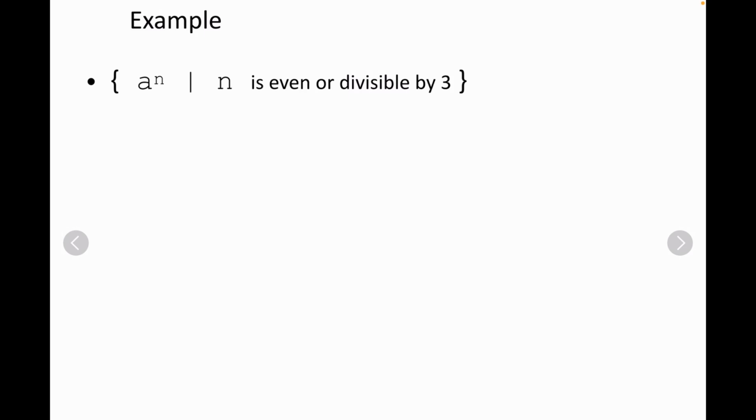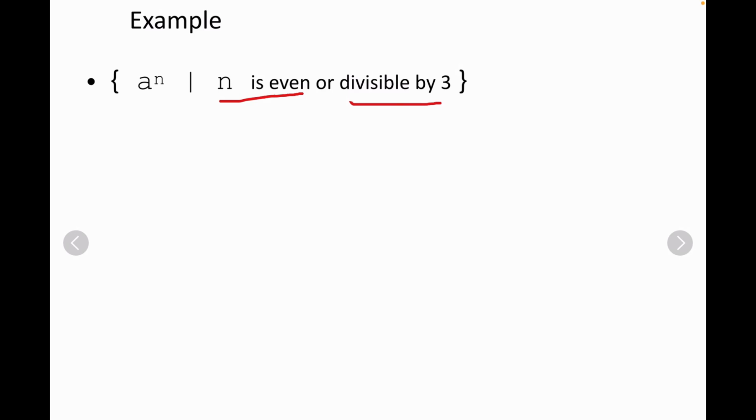Suppose the number of A's is n, such that n is even or divisible by 3. How do you construct this? There are two conditions: n should be even, or it should be divisible by 3.